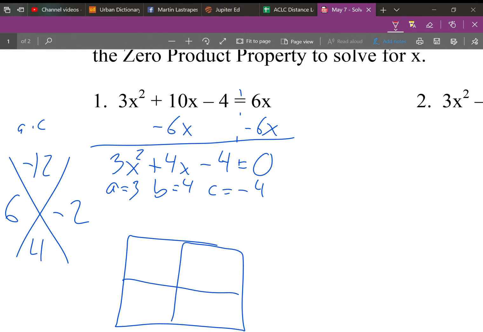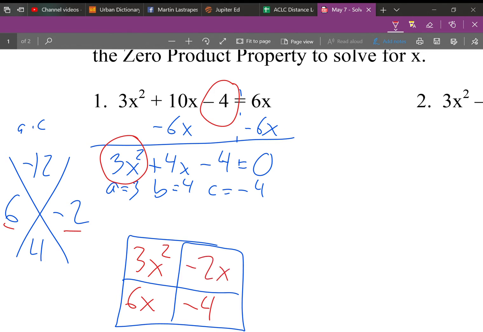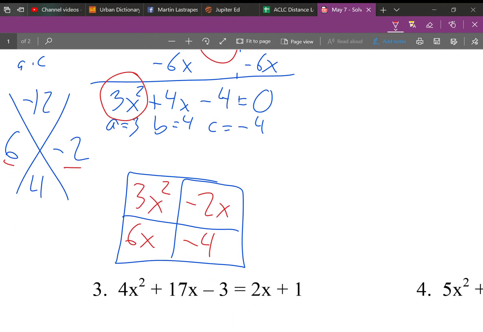What goes in the box? Well, the 3x squared, the x squared term, always goes on the top left. On the bottom right, we have that number by itself, negative 4. And then on the sides, I get 6x from here, and that negative 2 becomes negative 2x. All right, now we need to figure out the outsides of our box. What are they going to be? To make 3x squared, it's probably going to be 3x times x. Well, if I put the 3x on top, that actually works out really nicely because I can very easily turn 3x into 6x. That means that the regular x is over here.